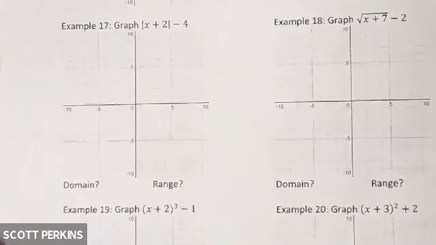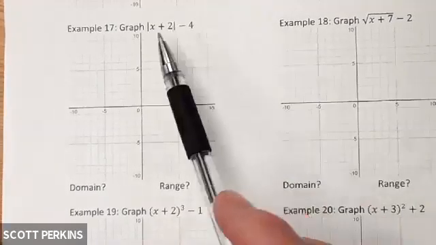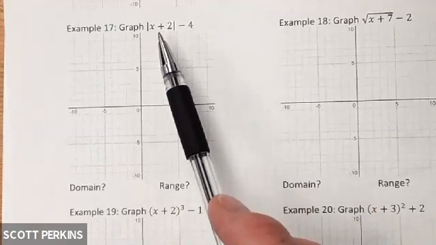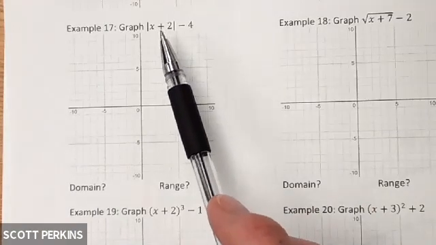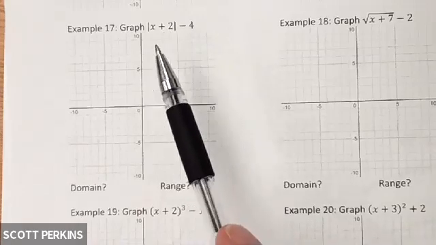So here's what I'd like you to do. We're going to go to example 17, first column, the middle problem. It says we're going to graph this right here. We're going to do this in 2 phases because I don't think you've practiced enough yet to do this all in one step. If you have, fantastic.